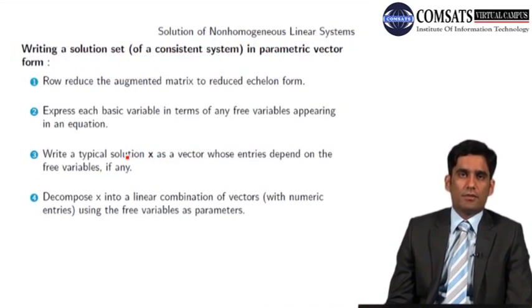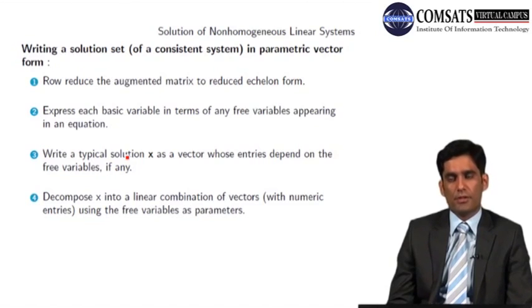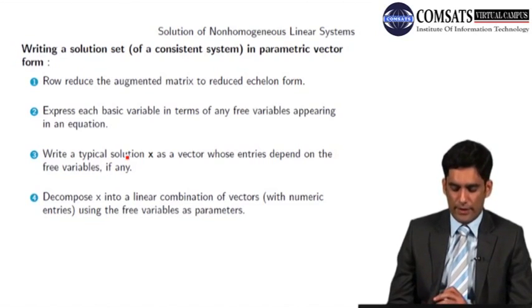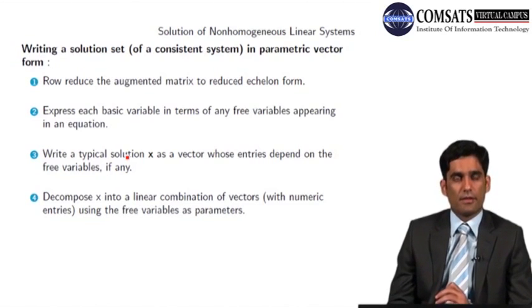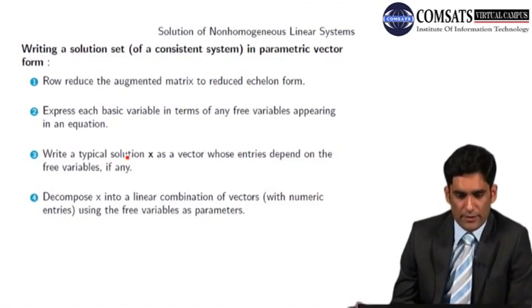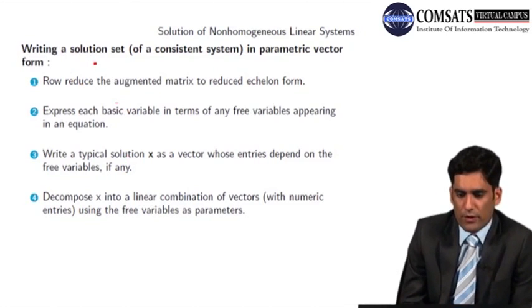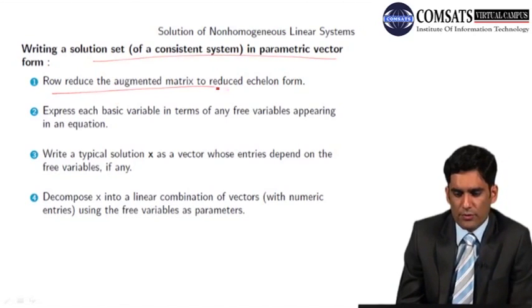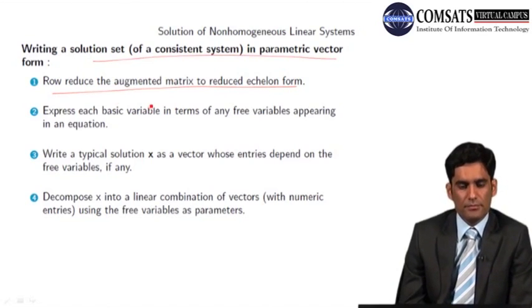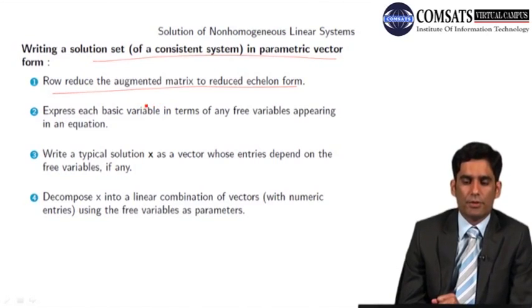How to write down the solution of a homogeneous or non-homogeneous system of linear equations? What are the steps? If the system is consistent, write the solution set of a consistent system in parametric vector form. So we are going to learn the steps. Row reduce the augmented matrix to reduced echelon form. This is the first step. We will write down the augmented matrix and row reduce that matrix to the echelon form.